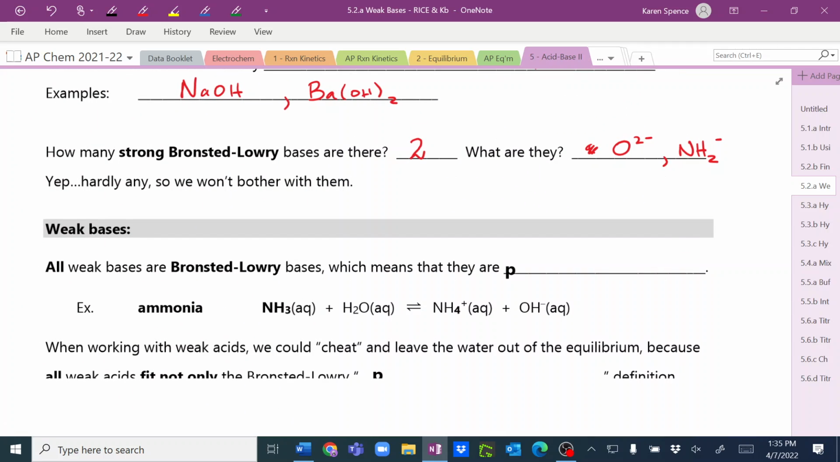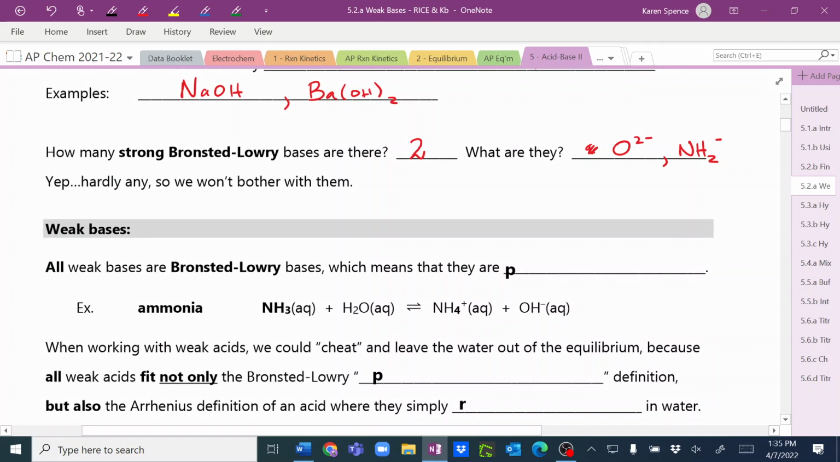All the weak bases are Bronsted-Lowry bases. You don't have any weak Arrhenius bases. You might have a minimally soluble hydroxide, but then you would be using a Ksp to solve for the hydroxide ion concentration. Does that make sense? Okay. Which means if you are a Bronsted-Lowry base, what is that definition? It is a proton acceptor.